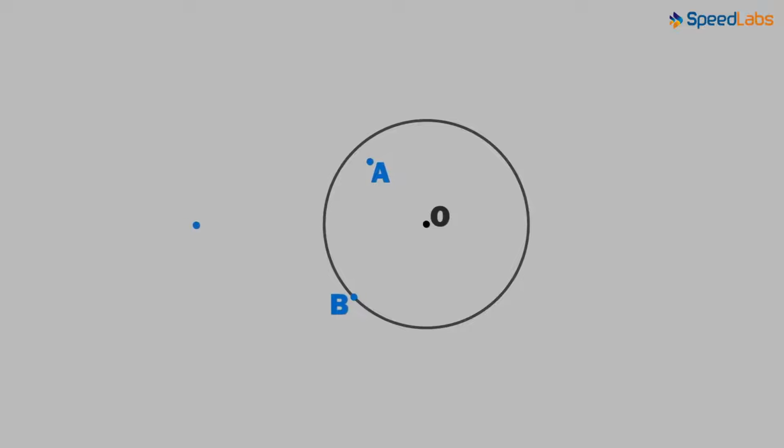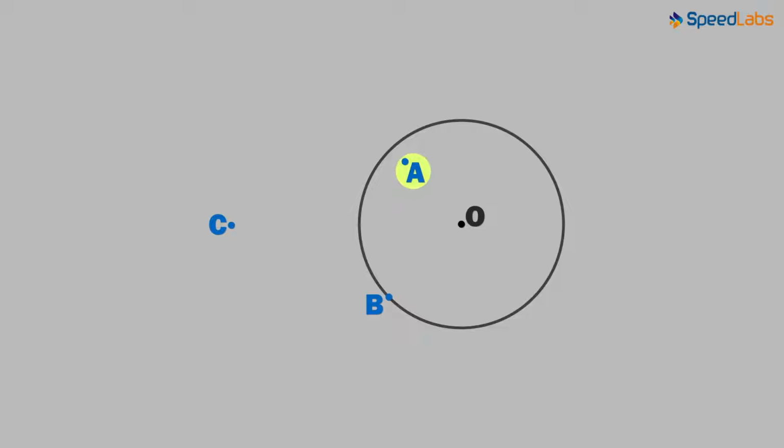Consider a circle having center O. Let's consider 3 points A, B and C lying in the interior, exterior and on the circle. We all know what a tangent to the circle is, right? Can you tell me? Yes, a tangent is a line that touches the circle at exactly one point and it never enters the circle interior.